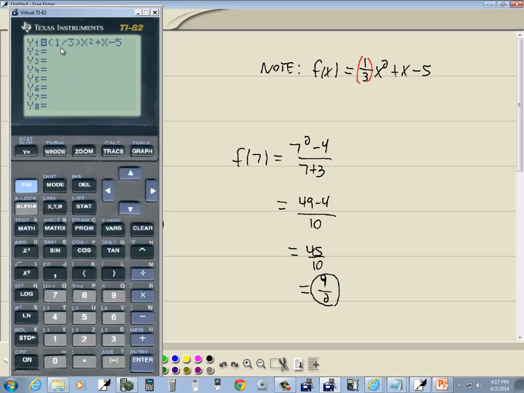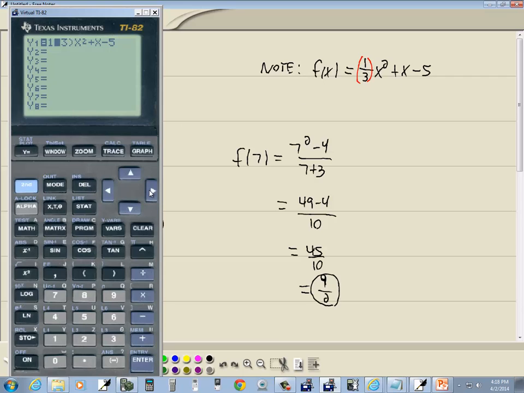You do not have to do that on other models of the Texas Instruments, but the TI-82 does not handle order of operations quite like it should. Now if I do a second graph and come over to the table here, if I put in 3, for example, and press enter, we get 1. Because if I put 3 in here, 3 squared is 9, divided by 3 is 3, plus 3 is 6, minus 5 is 1.